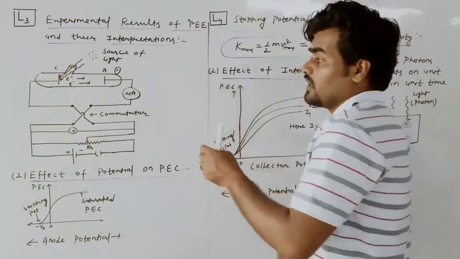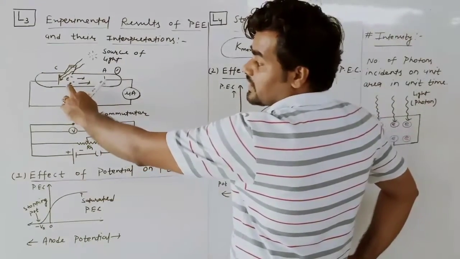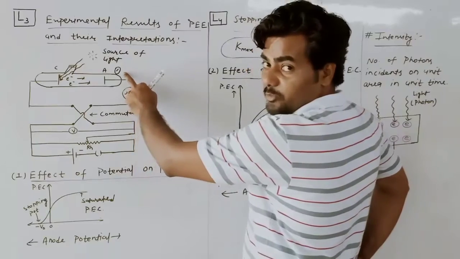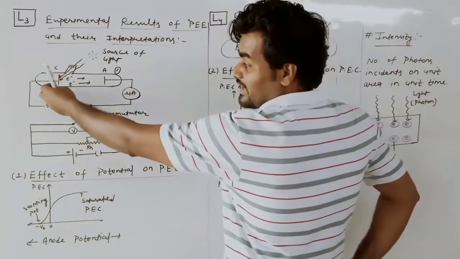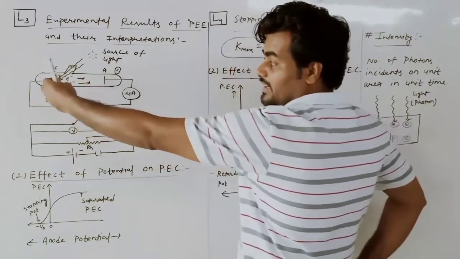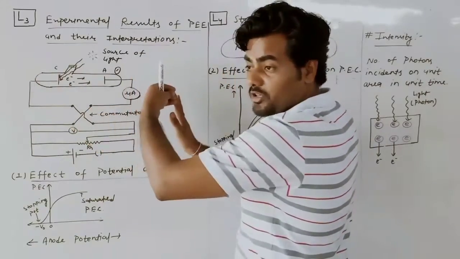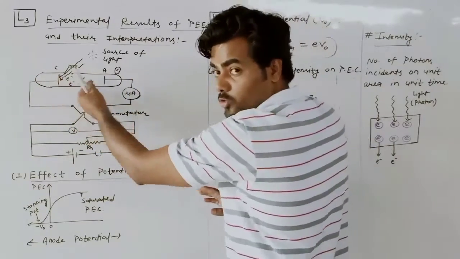Since these electrons are repelled by the negative potential, the electron has to do work against this negative potential in reaching from cathode to anode.